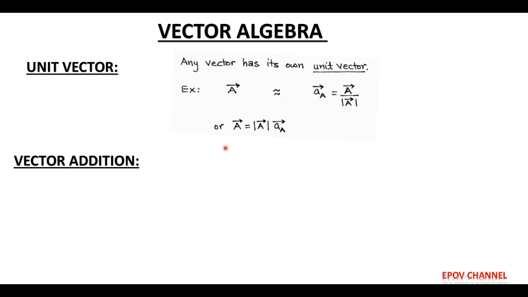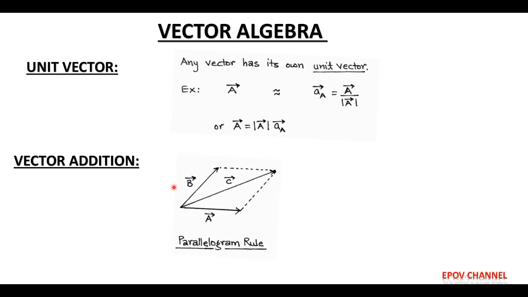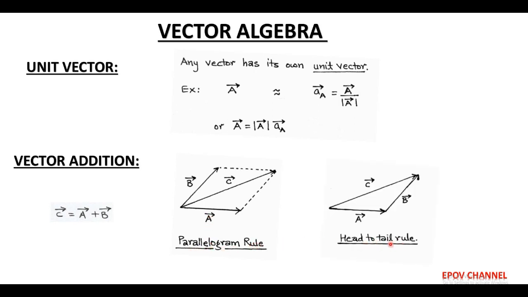Next concept is vector addition. For this, we consider two vectors, vector A and vector B. And for addition of these two vectors, there are two rules. First is parallelogram rule and the second one is called head to tail rule. In parallelogram rule, the tails of both vectors are joined together and make a parallelogram. And the resultant of these two vectors is represented by the diagonal of the parallelogram and it is denoted by C vector. So C vector is equals to vector A plus vector B.